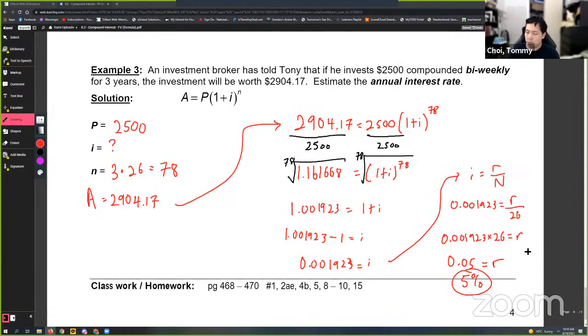So the difficult part of this question, once again, if you are unable to do the 78th root on your calculator, you do need to use Google, because Google will help you calculate the 78th root of 1.16, for example. So that's how you get rid of exponents. You have to do the nth root.